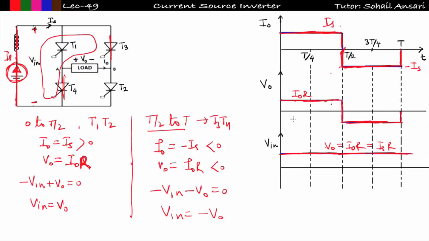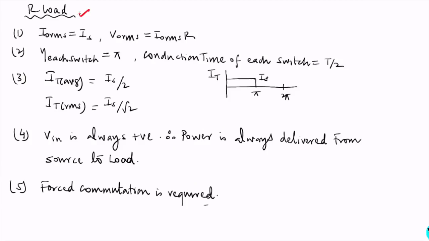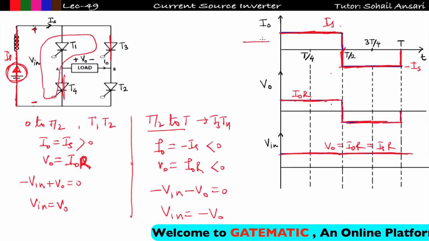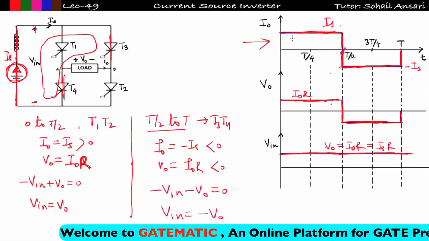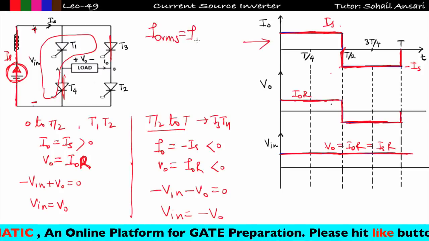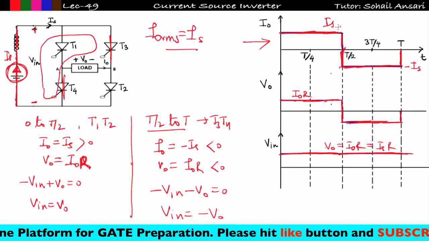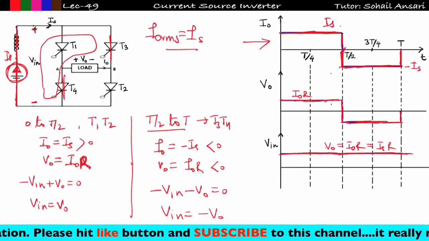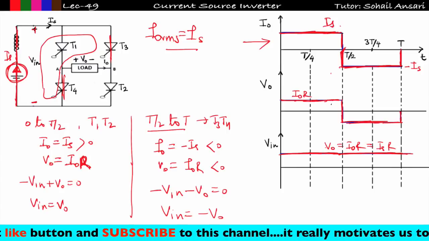So based on what we have studied till now, let us try to find some parameters related to this current source inverter. I have considered the resistive load. So first find the output RMS current. See, the waveform of output current is something like this. So RMS value of this current, I naught RMS, I can easily find that is equal to IS only, whose peak value is IS. So find the RMS value: square the waveform, take average, take under root, you will get IS only.